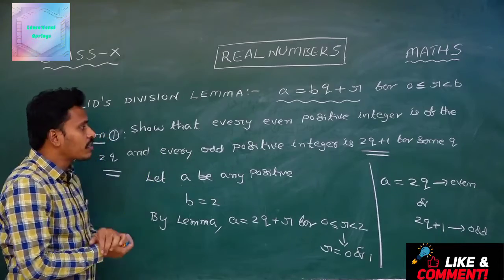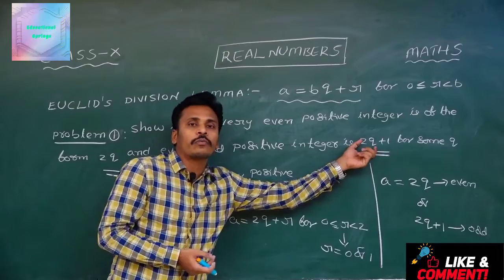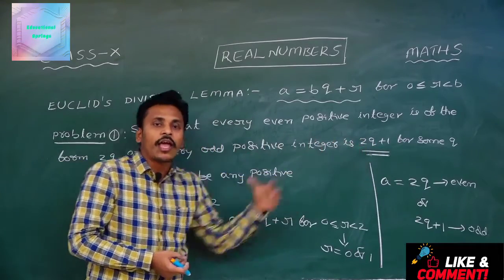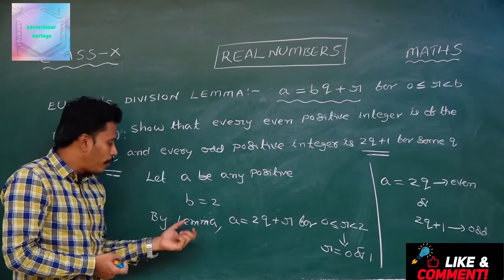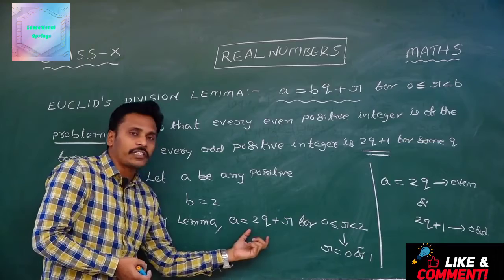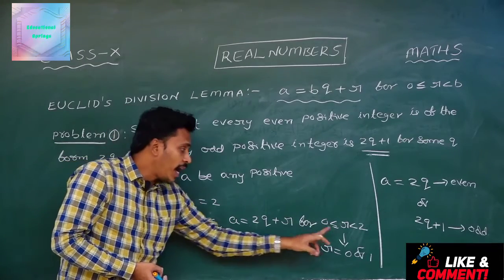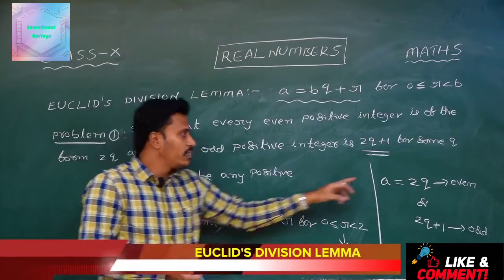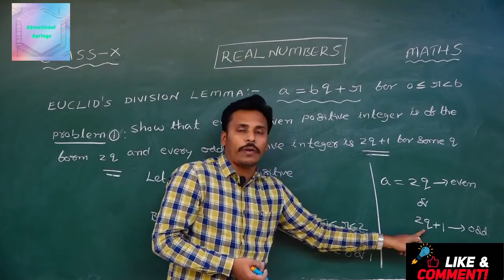See, the question says that even is of the form 2q and odd is of the form 2q plus 1. With these forms as in the question, I took b equal to 2. After having a and b, from Euclid's division lemma I have the representation for a as 2q plus r. Here this r is either 0 or 1. If you replace r with 0, a is equal to 2q. If you replace r with 1, a is equal to 2q plus 1.